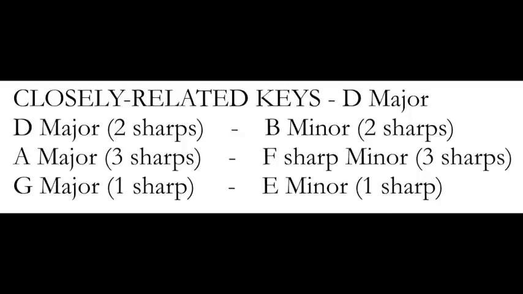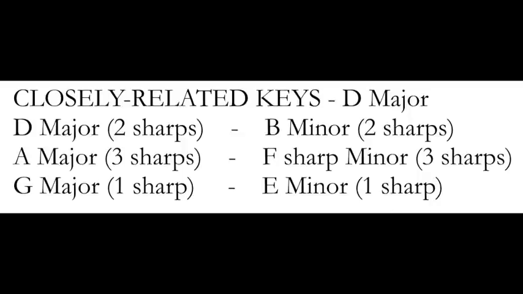Since we want to look for keys that are one accidental away, we can go in both directions. We can look at the keys that have one more sharp than D major. That includes A major, which has 3 sharps, and F sharp minor, which also has 3 sharps. We would also want to look in the other direction.